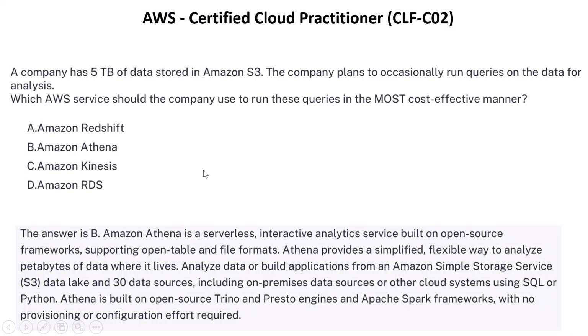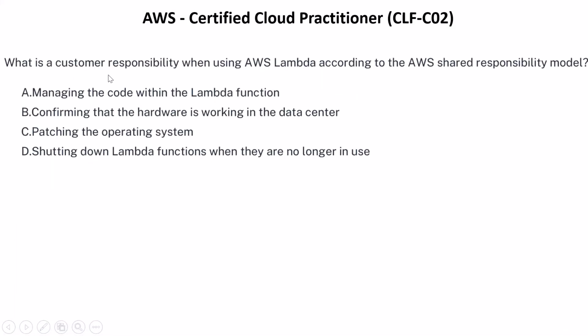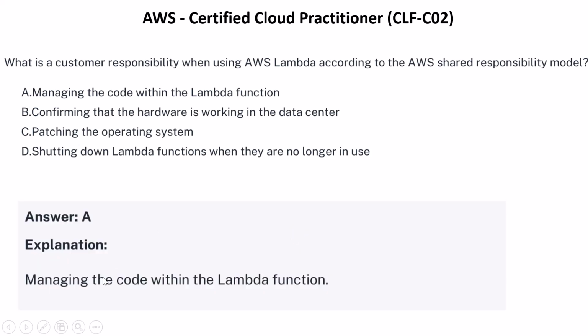Next question. What is a customer responsibility when using AWS Lambda according to the AWS Shared Responsibility Model? The options are option A, managing the code within the Lambda function. Option B, confirming that the hardware is working in the data center. Option C, patching the operating system. Option D, shutting down Lambda functions when they are no longer in use. The correct answer is option A, managing the code within the Lambda function.